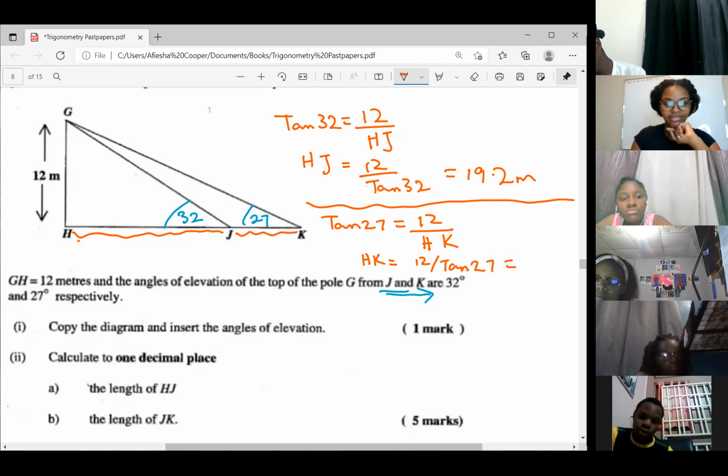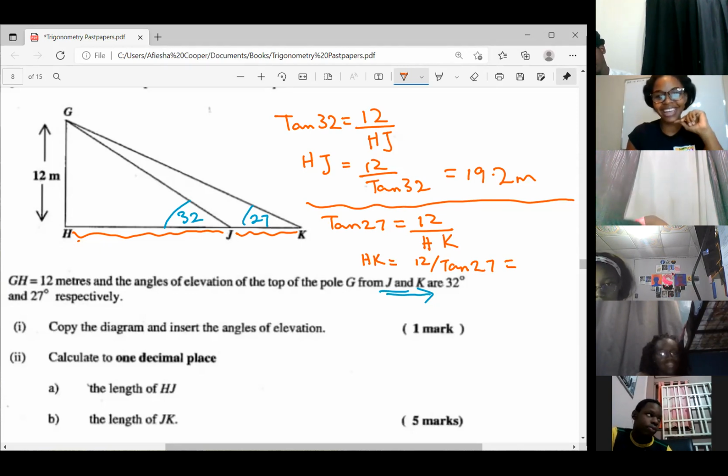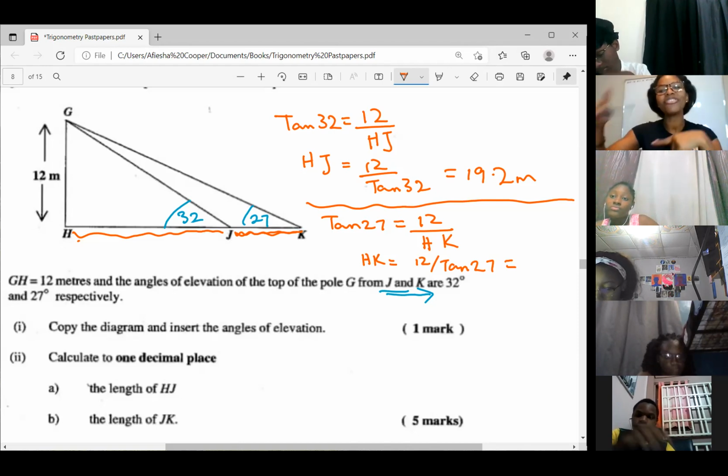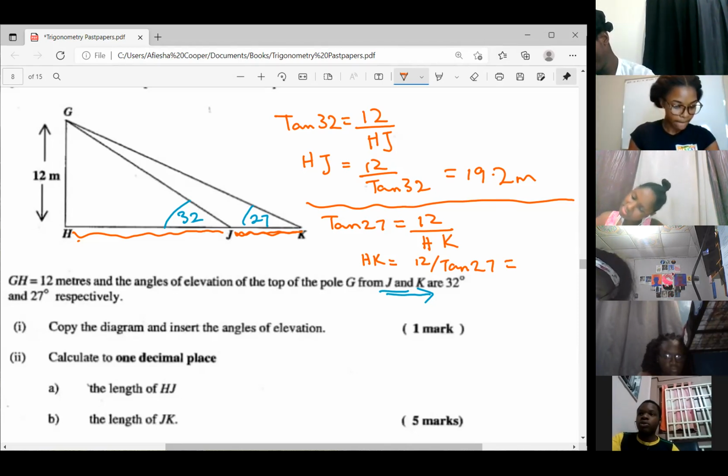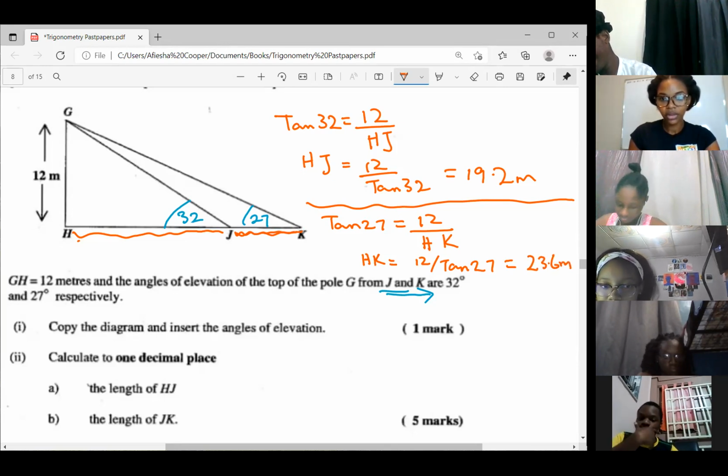It's not JK. Oh no, it's not JK. Because remember, you can't use JK because JK is just part of the line. So you have to use HK and then subtract it to get JK. Yeah, so 12 over tan 27 is how much? 23.6. Yeah, that's your answer for HK.